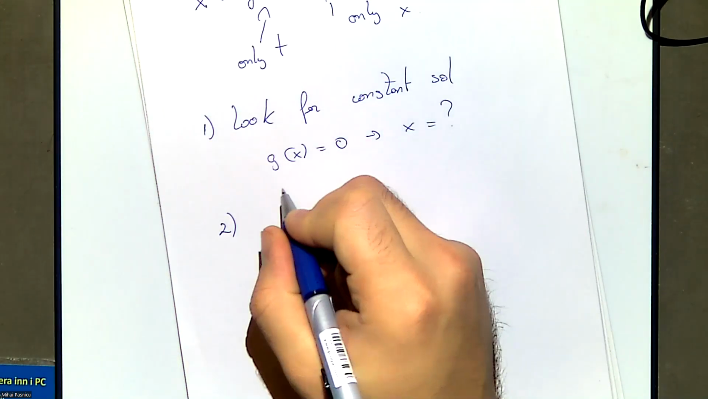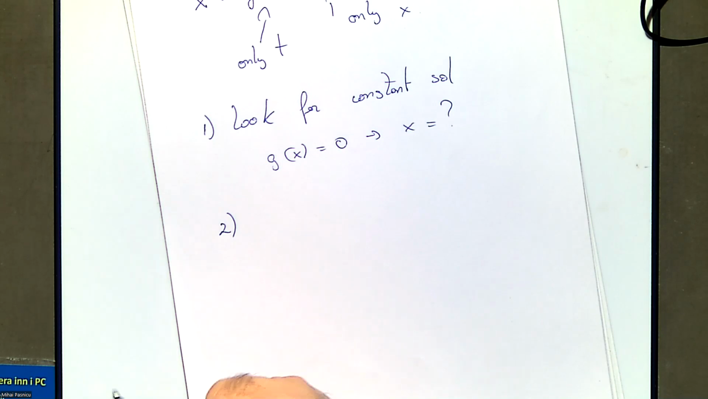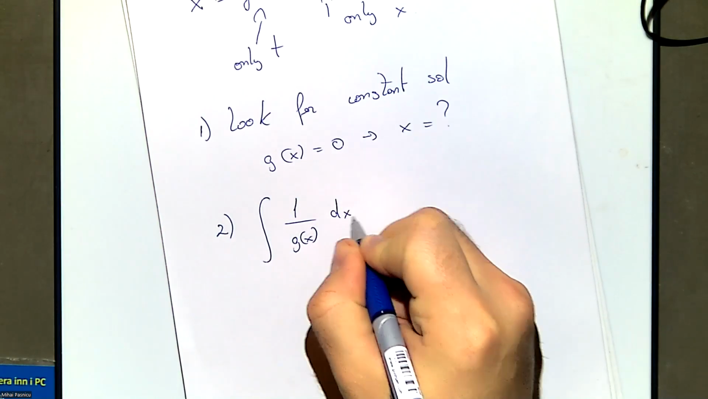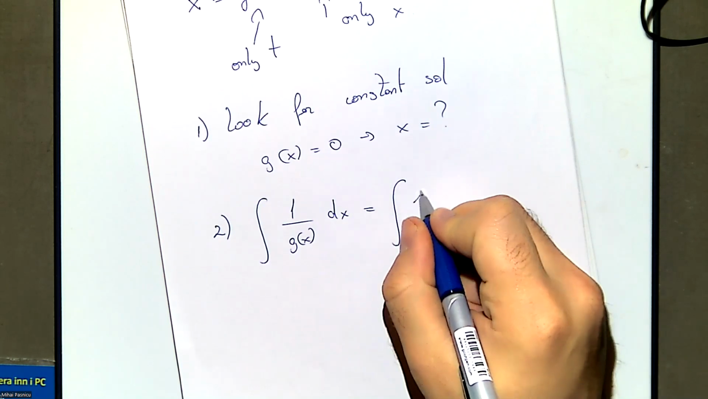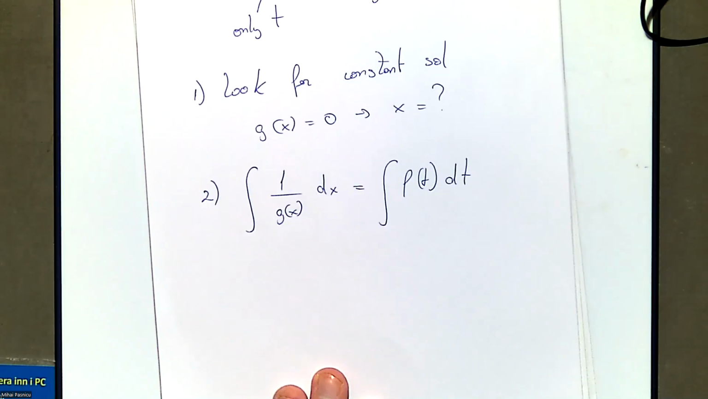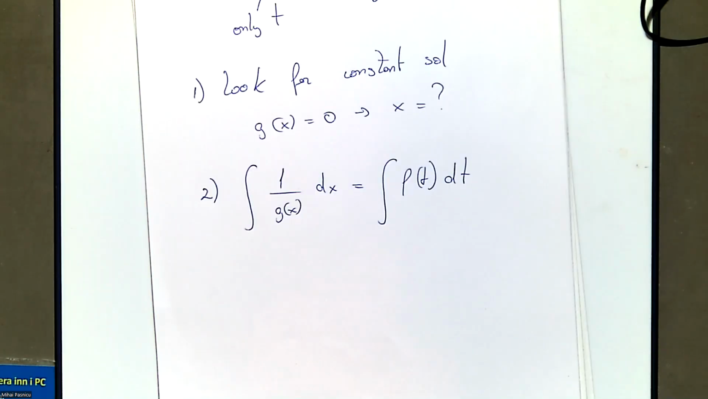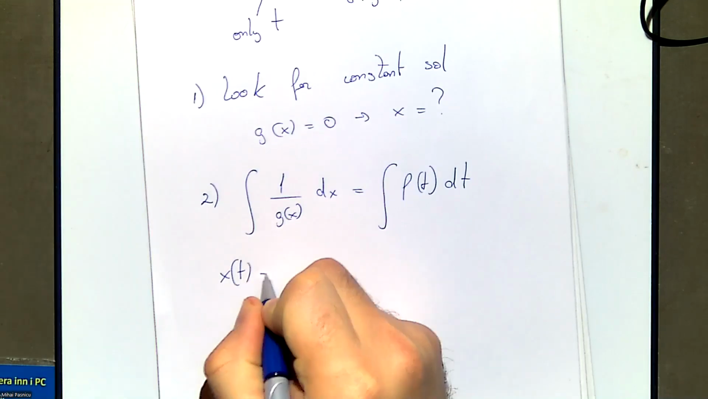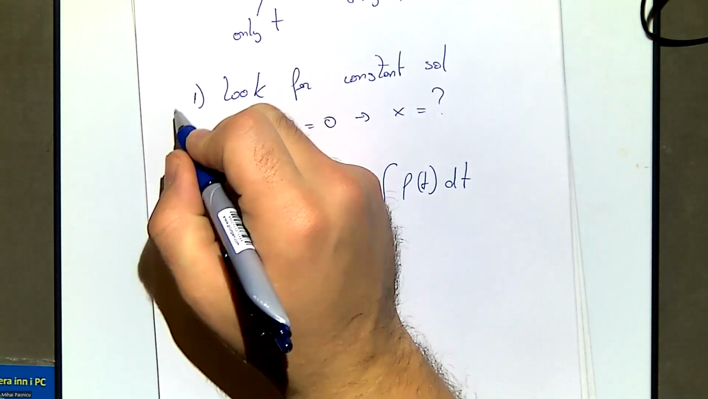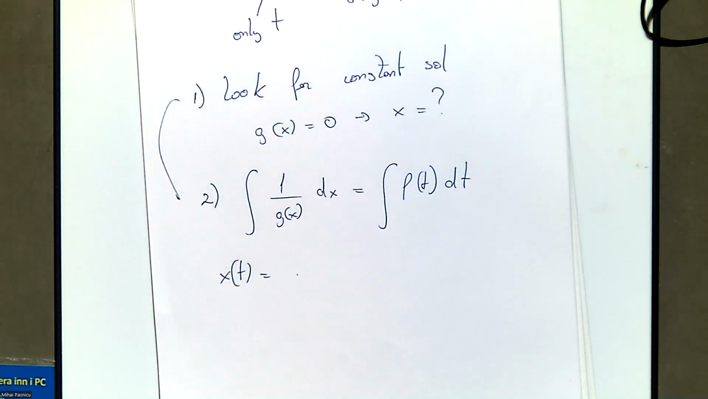Then, once you've looked at the case g of x equal to 0, I am just gonna write what you have to solve. You just got to solve the integral of 1 over g of x dx equals the integral of f of t dt. And once you solve this, you should eventually get an answer, x of t being equal to something. Okay, that's the main idea. And don't forget, whenever they're asking for the general solution, you got to present both of these.